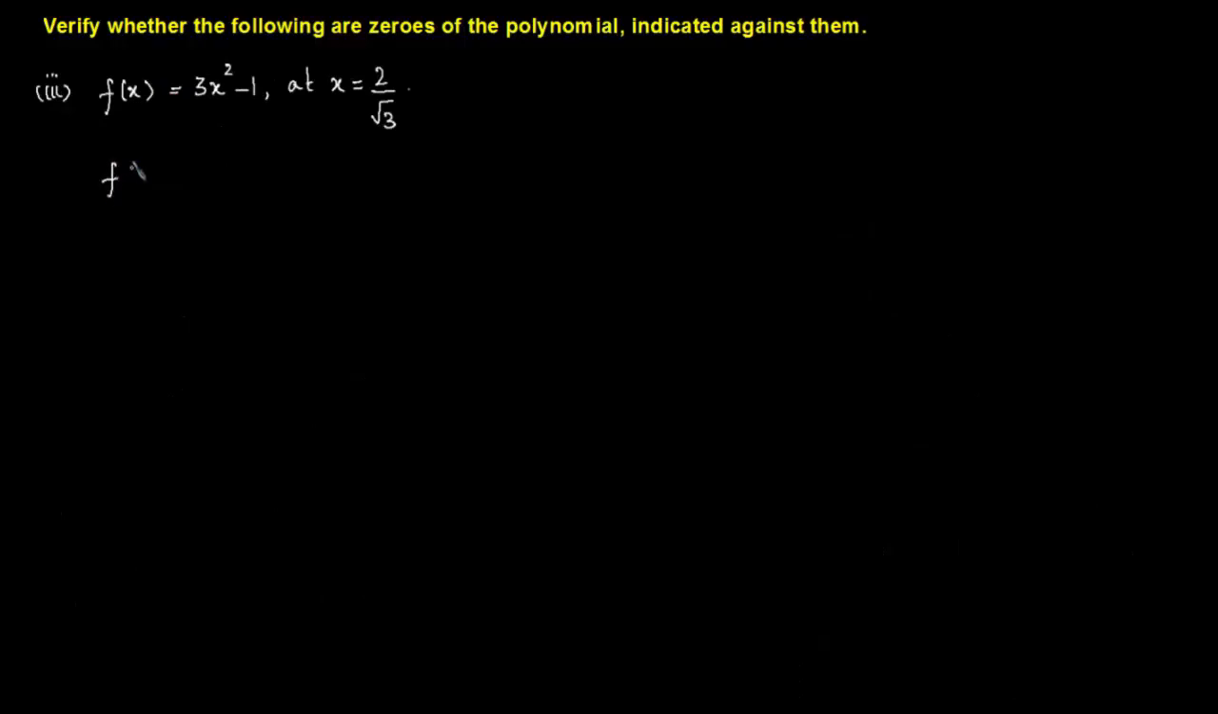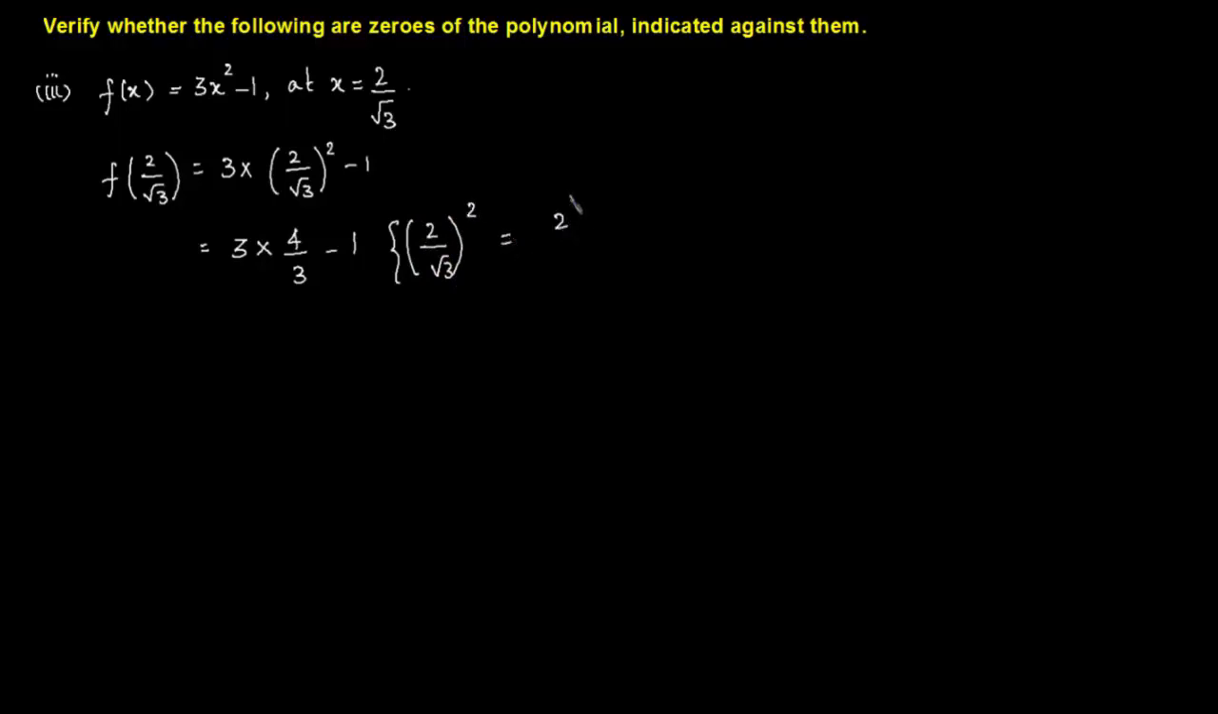So now let us find out f of 2 by root 3. What is f of 2 by root 3? It is nothing but 3 multiplied by 2 by root 3 the whole square minus 1, and that's going to be 3 multiplied by 4 by 3 minus 1, because 2 by root 3 the whole square is nothing but 2 squared divided by root 3 the whole square. 2 squared is nothing but 4 divided by root 3 the whole square we just saw is 3. Therefore 2 by root 3 the whole square is nothing but 4 by 3.